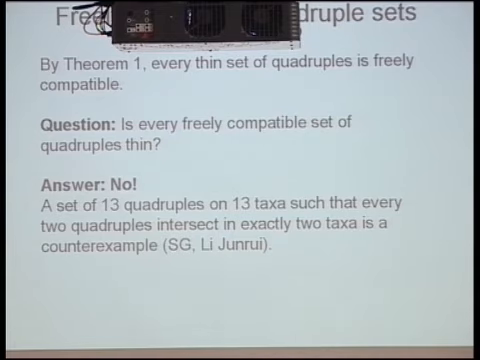A student of mine, Lee Junrui, found this example. You take 13 quadruples on 13 taxa, such that each two of them overlap in exactly 2. So that is a block design. And then you can choose whichever quartets you want, and it will always be compatible. We just checked that by computer.